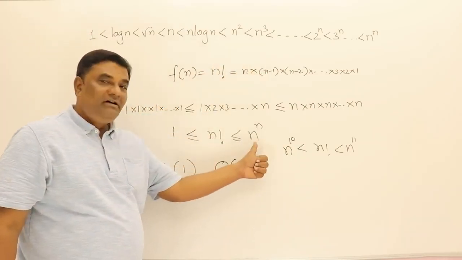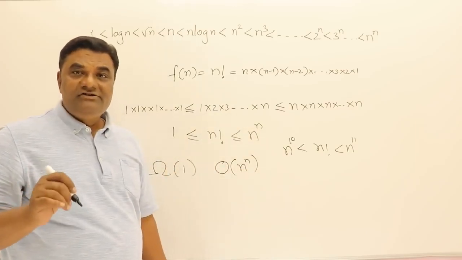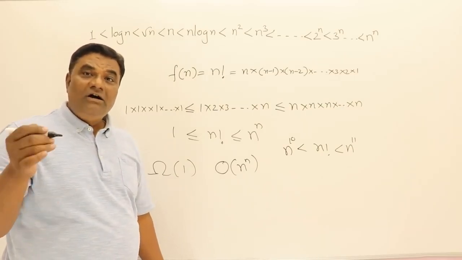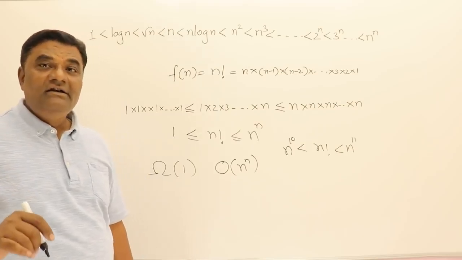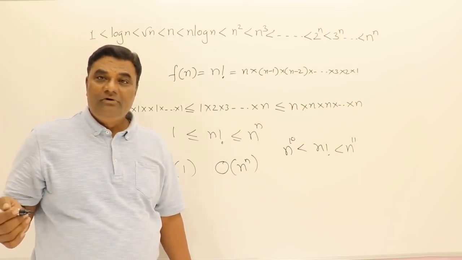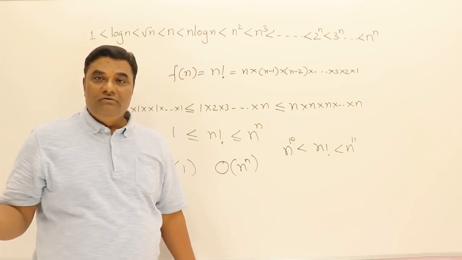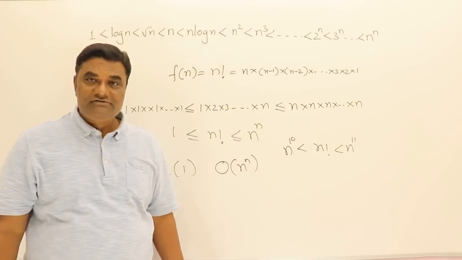So the upper bound is n power n and the lower bound is 1. So this is a function for which you cannot find the theta. So now upper bound and lower bound are useful. As I already told, when you cannot mention a theta bound for any function, then we go for upper bound or lower bound. So yes, here we have taken the upper bound and lower bound of a function.